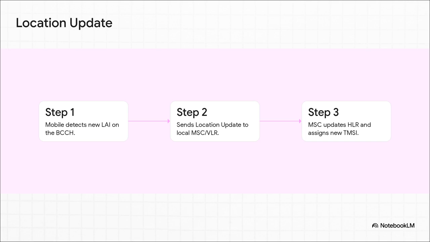So what happens when you're driving down the highway? Your phone is constantly listening to that BCCH broadcast channel we talked about earlier. Step 1, if it detects a new location area identity, it knows you've moved to a new region. Step 2, it silently sends a location update request to the local MSC and VLR. Step 3, the MSC updates the central HLR so the wider network knows what city you are actually in, and importantly, it assigns you a new temporary ID to protect your privacy.